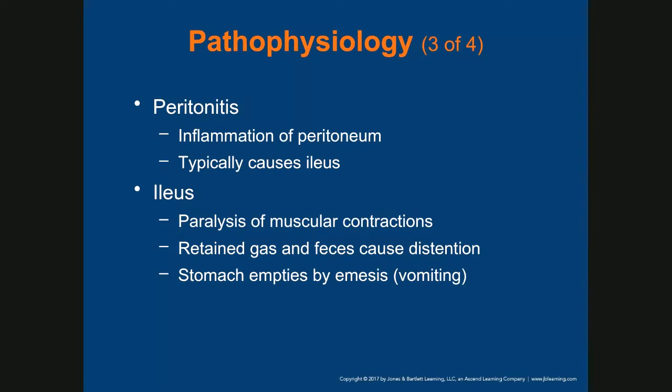All right, so let's look at these issues individually now. So you have peritonitis, which is inflammation of the peritoneum, right? Typically leads to ileus. Ileus is paralysis of muscular contraction, right? When this occurs, we can have retained gas and feces. This can lead to distension. And when something is wrong in the intestine is either where we get vomiting, where we get diarrhea, or we get an obstruction. And if bleeding is occurring, we can get hypovolemic shock.